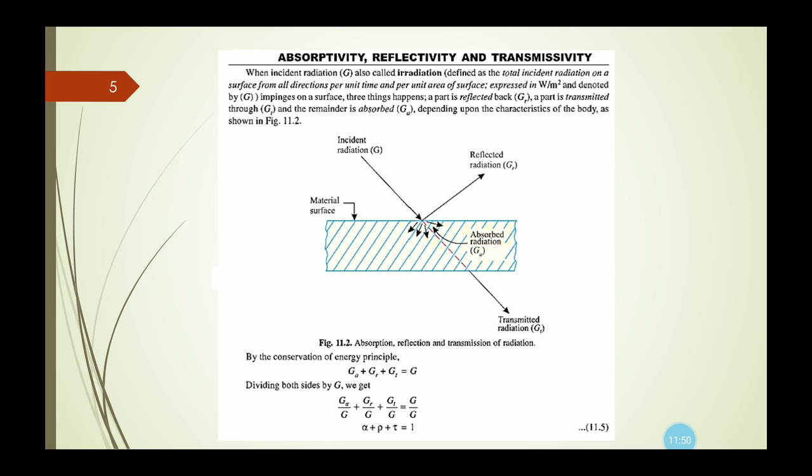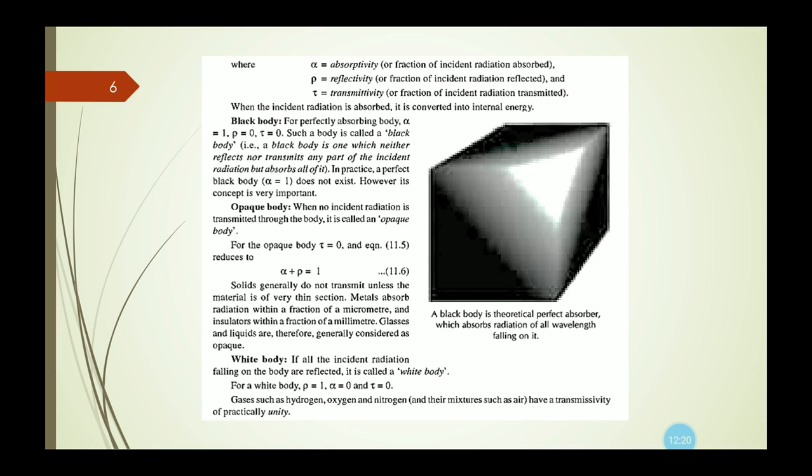This part is known as alpha, that is absorptivity, and GR by G equals rho, that is reflectivity, and GT by capital G is tau. So this is actually the transmissivity. The summation of these three different parameters, absorptivity plus reflectivity plus transmissivity, equals 1. So this relation we need to remember. This is alpha, the absorptivity, rho is the reflectivity, and tau is the transmissivity.